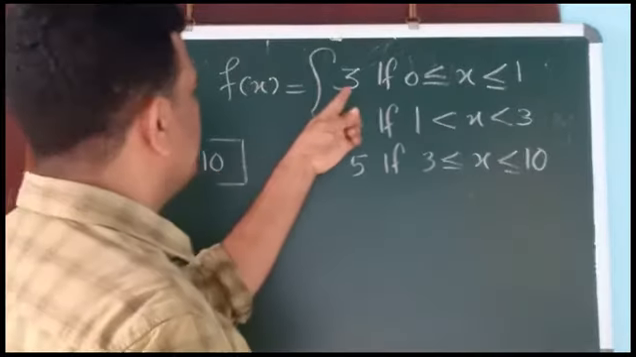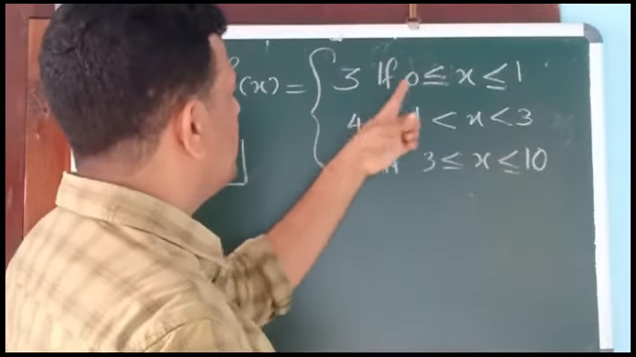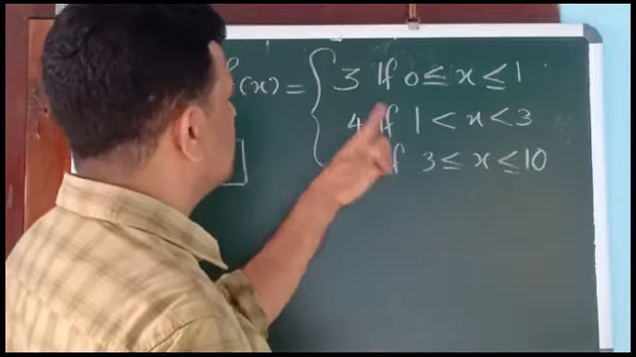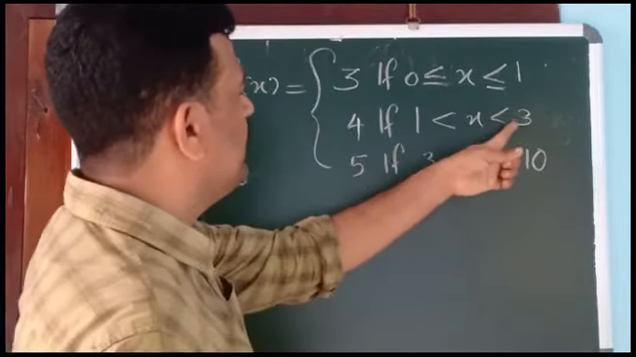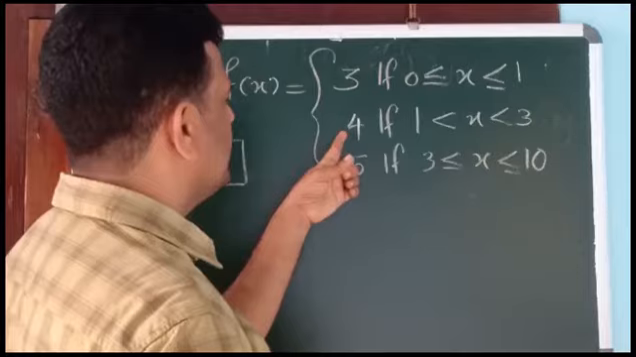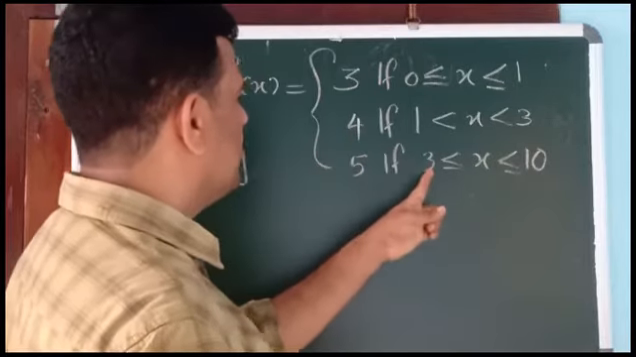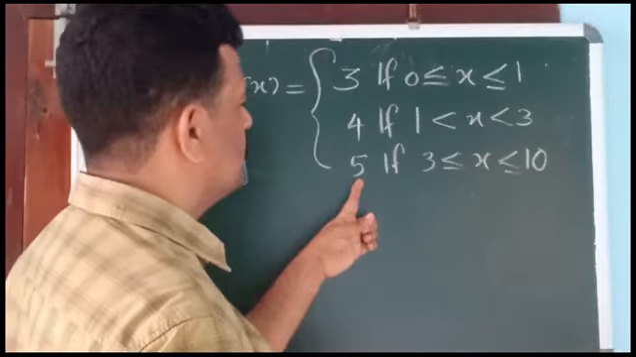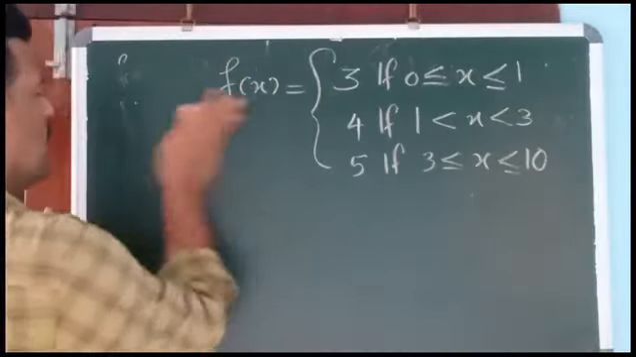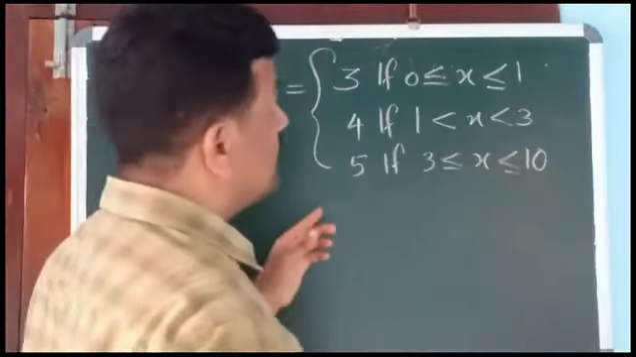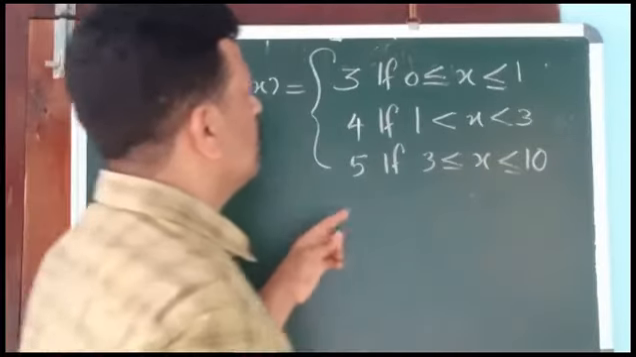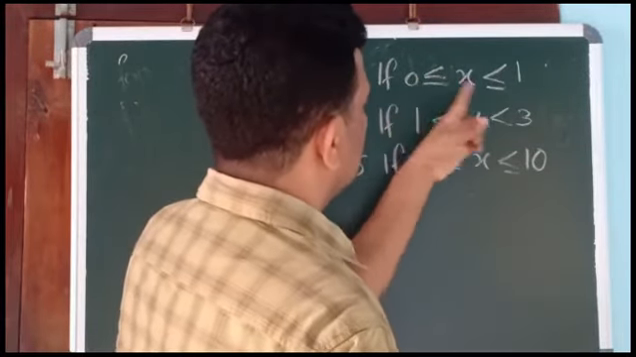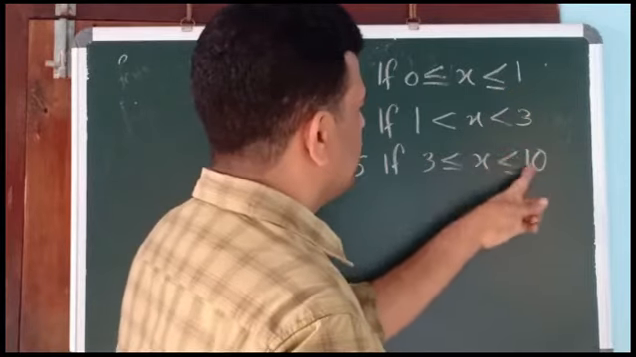Here we can see that 3 is a constant function. Therefore, in between 0 and 1, this function is a constant function. Therefore, it is continuous. Similarly, between 1 and 3, the function is another constant function, that is 4, that is also continuous. Between 3 and 10, the function is 5, that is also continuous. So we have to check the continuity of the function at x equal to 0, because it is the starting point of the closed interval, at 1, at 3, at 10.